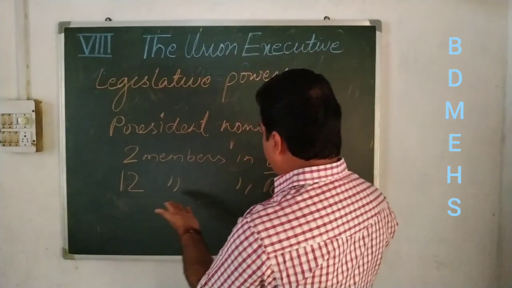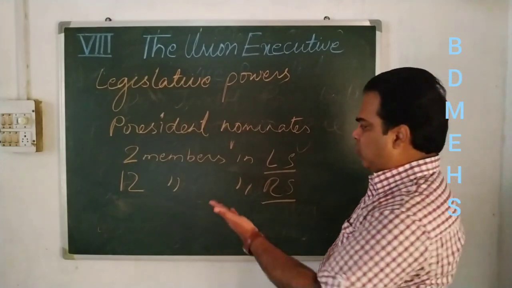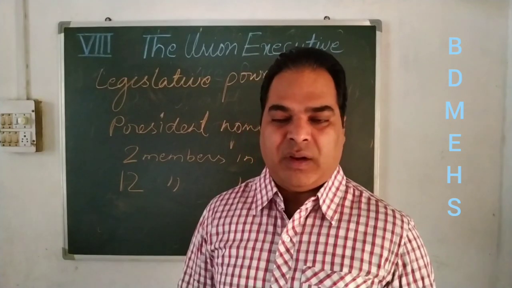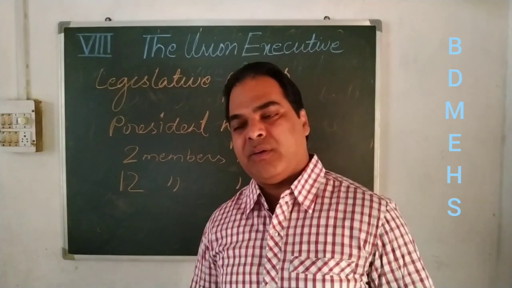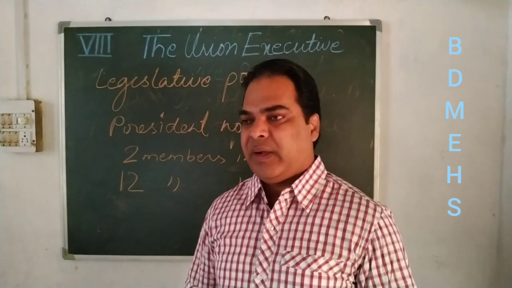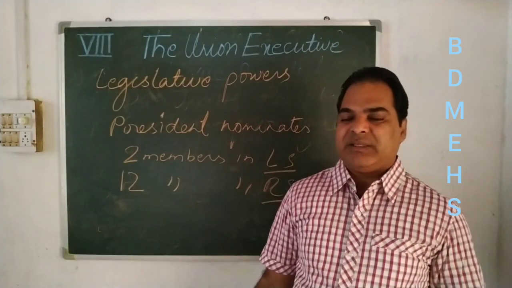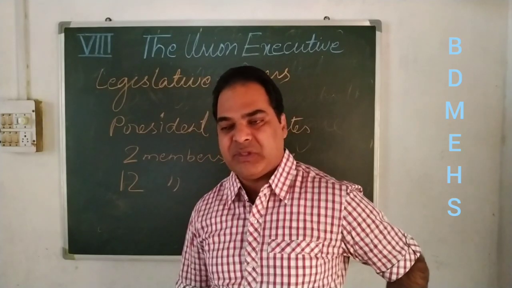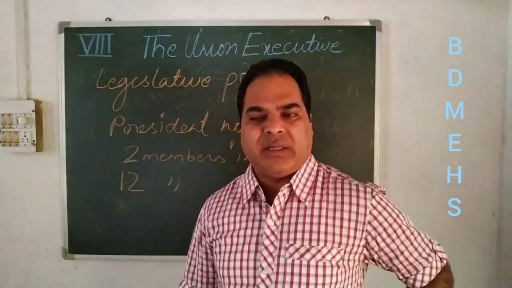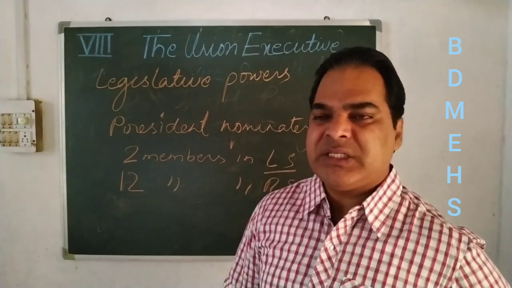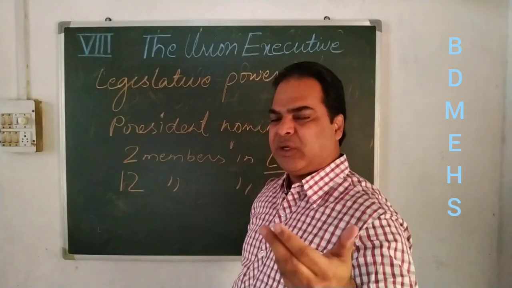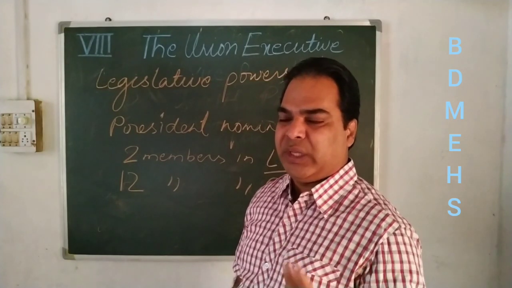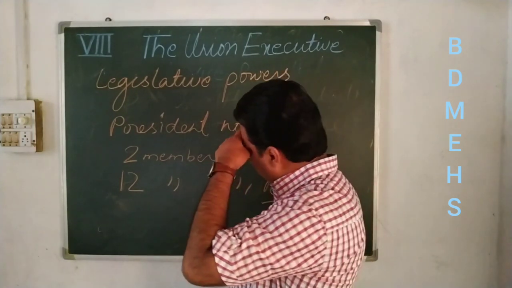And the 12 members are nominated by the President in the Rajya Sabha, and these 12 members belong to a very high profile. That means they are excellent. They have excelled in the fields of art, science, and social service. So they are the veterans of their respective fields. Nominating in Hindi is called manonit. In the news you might have heard manonit. So that is nominated by the President.